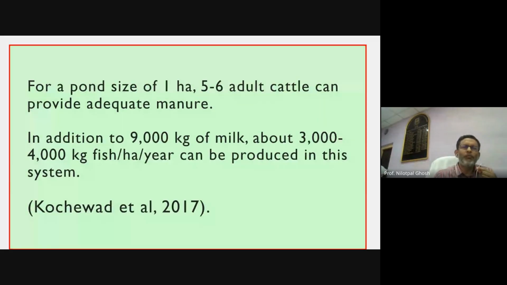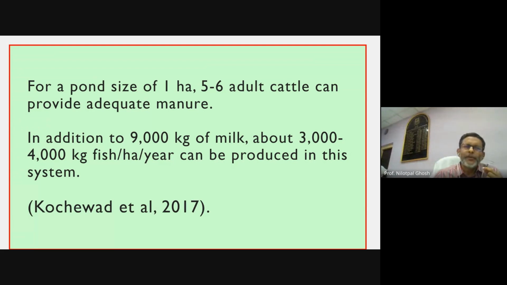Then for a pond size of 1 hectare only, 5 to 6 adult cattle can provide adequate manure. That is, if a farmer has 6 cattle, the 1 hectare pond can be provided with the manure. So no other fish feed is needed for the production of fishes.